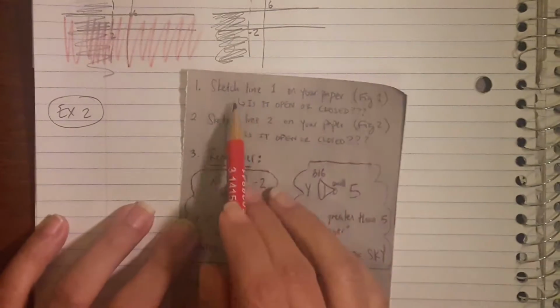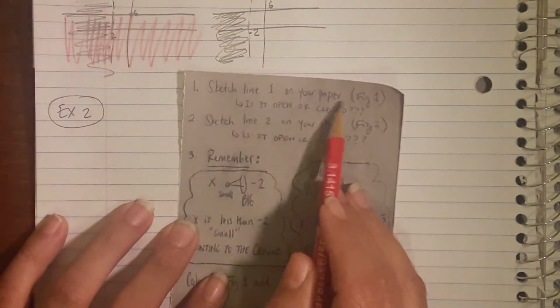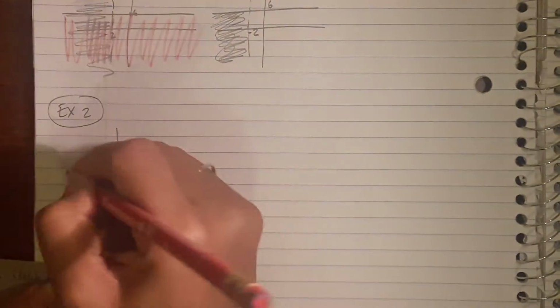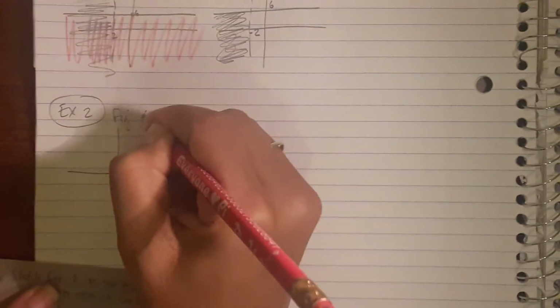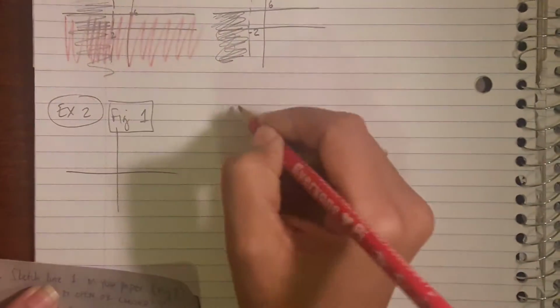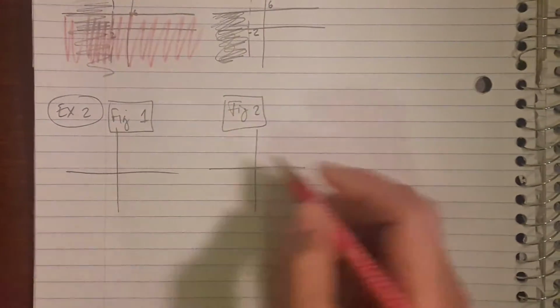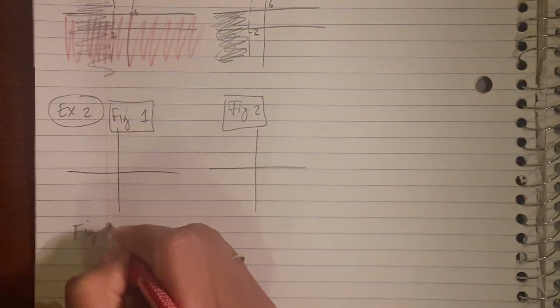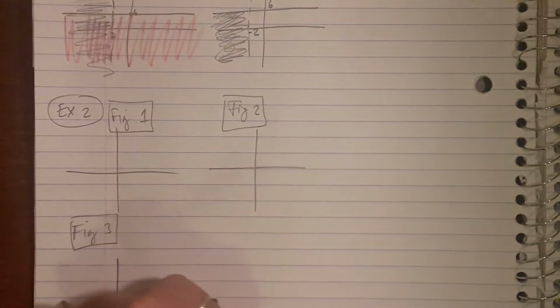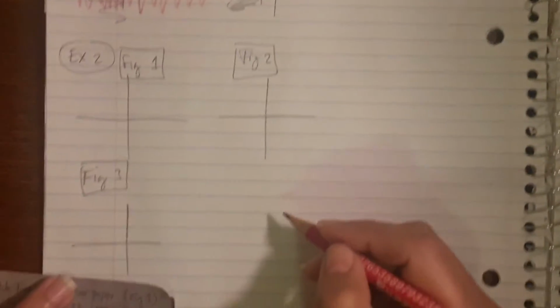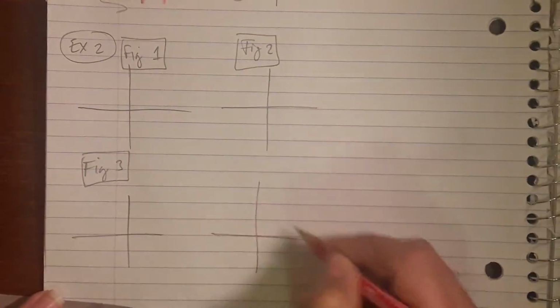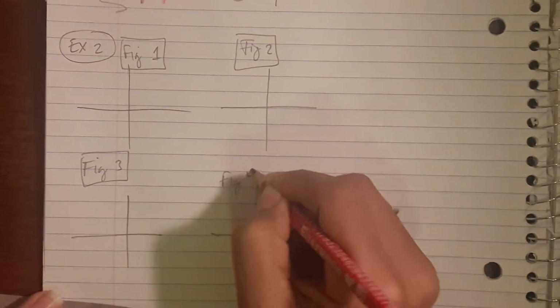All right, whatever the question is, sketch line 1 on your paper. That's figure 1. And then we need figure 2, which is the second line. And then we need figure 3. So just go ahead and sketch all that. And then you need figure 4, which will be your final answer.